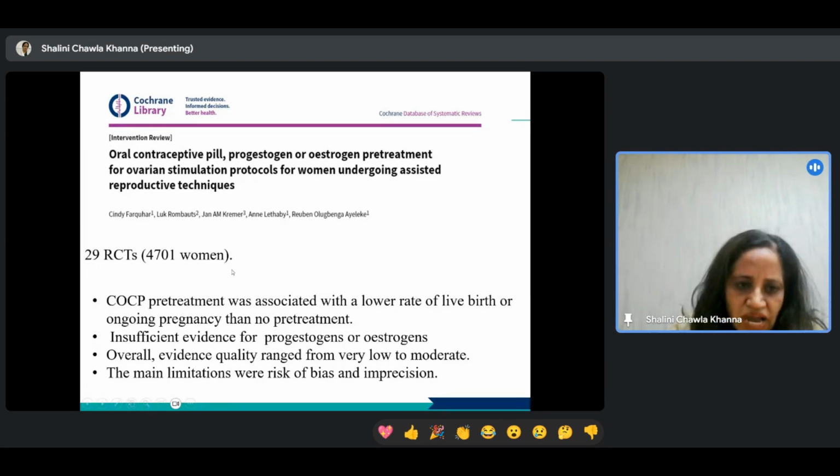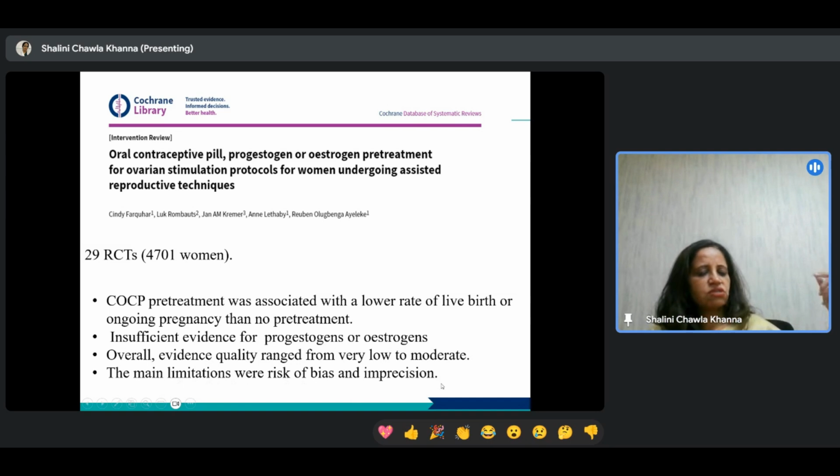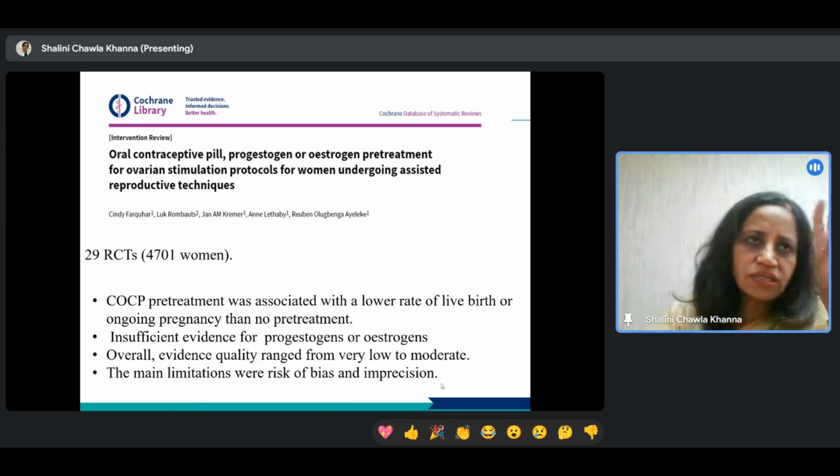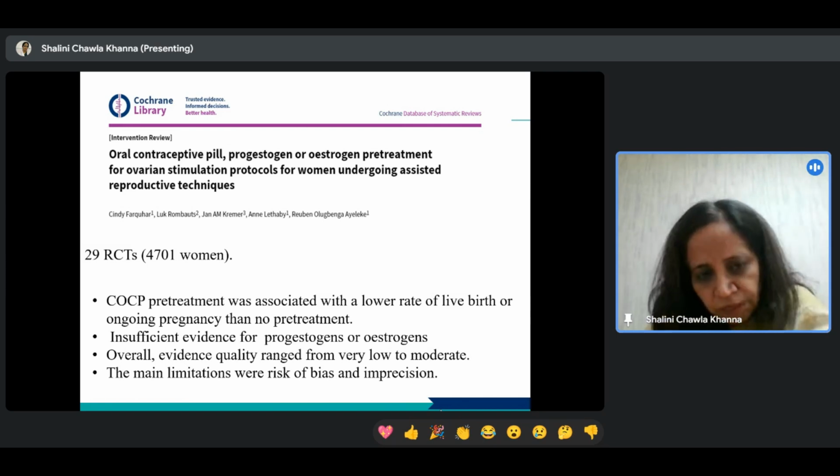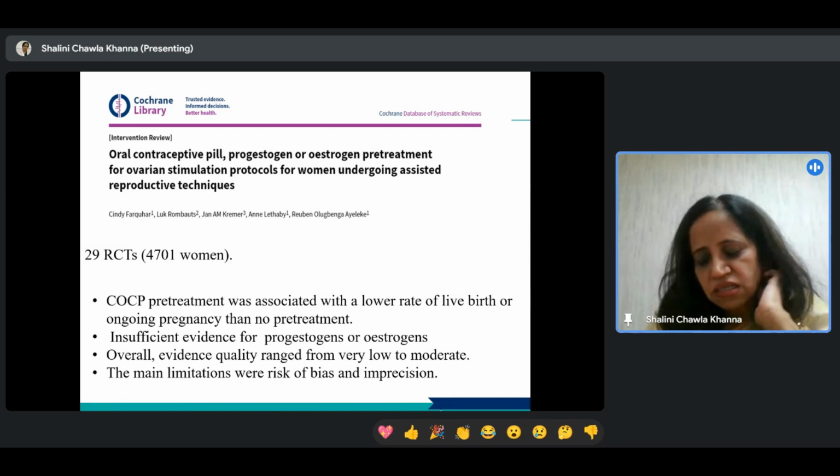So 29 RCTs were there, including 4701 patients. This was a very big trial. The Cochrane review concluded that combined oral contraceptive pill pre-treatment was associated with a lower rate of live birth or ongoing pregnancy than no pre-treatment. There was evidence for progesterones or estrogens, but overall the quality of evidence was very low to moderate, and the main limitations were the risk of bias and imprecision. Because once you have given these drugs, obviously your result would be biased. But because of the low quality evidence, these data just suggest that.